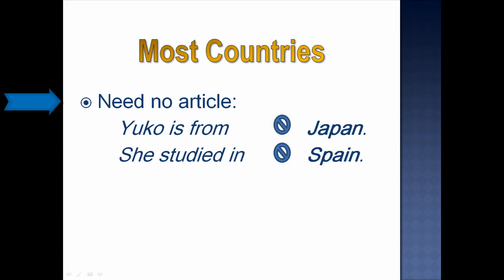Most countries need no article. For example, Yuko is from Japan. She studied in Spain. We use a 0 article, no article, before Japan and Spain.